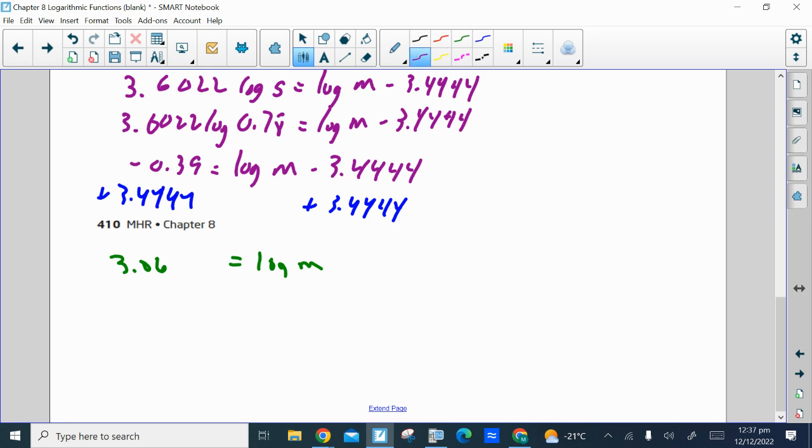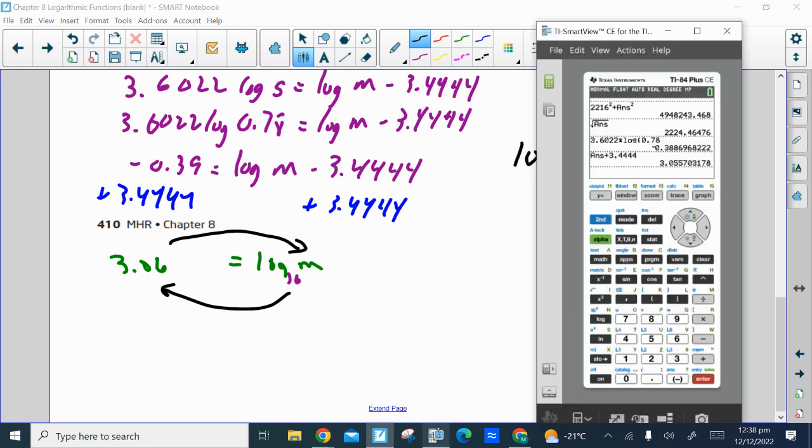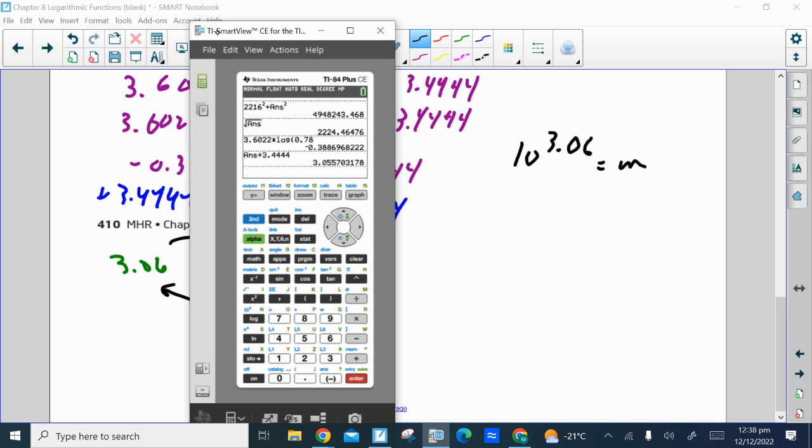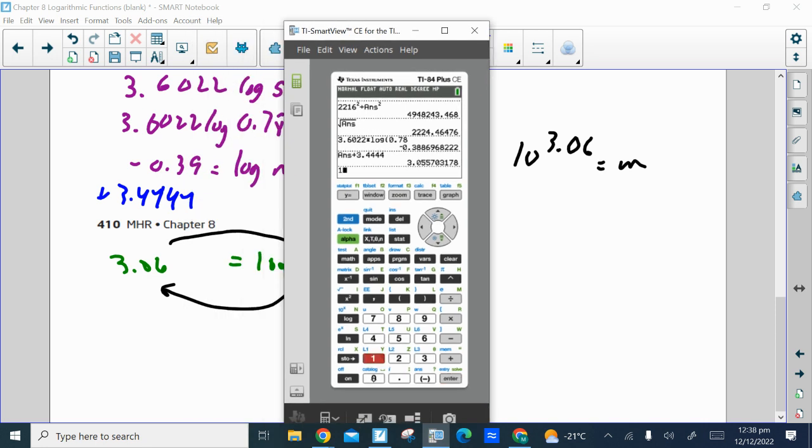And then to find out what m is, remembering that this is a common log base 10, we'll convert from logarithmic to exponential. We'll start with the base and cycle through. So it'll be 10 to the power 3.06 equals m. And again, we wrote down that 3.06 as a rounded value. It's always best to use the entire number in the calculator. So we'll go 10 to the power of the previous answer. That uses that whole decimal. And so to the nearest kilogram, it'll be 1,137 kilograms.